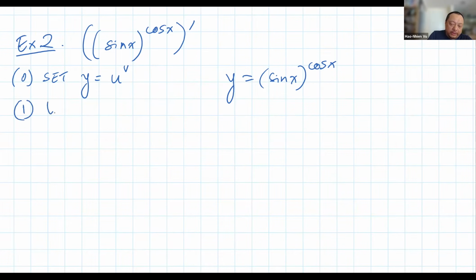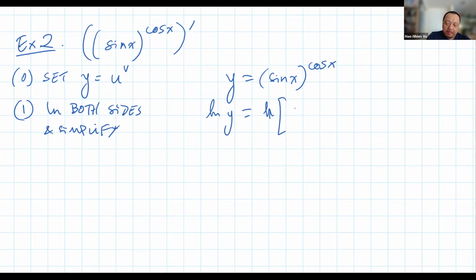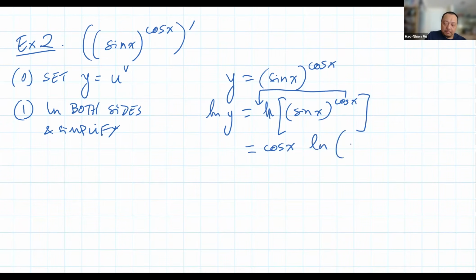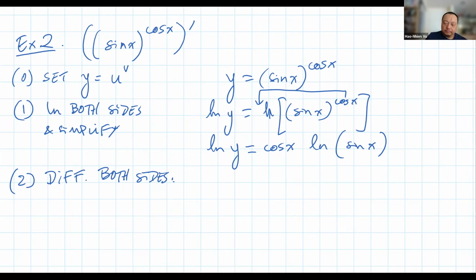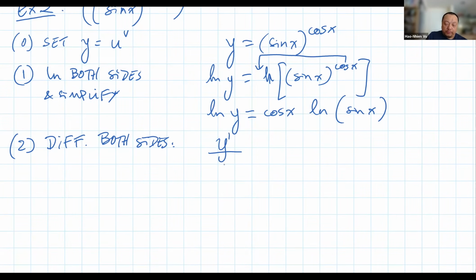Step 1, ln both sides and simplify. Ln of y is equal to ln of all of this. And when I simplify, this cosine goes in front like this. Step 2, differentiate both sides. The left side is y prime over y, 1 over y times y prime.